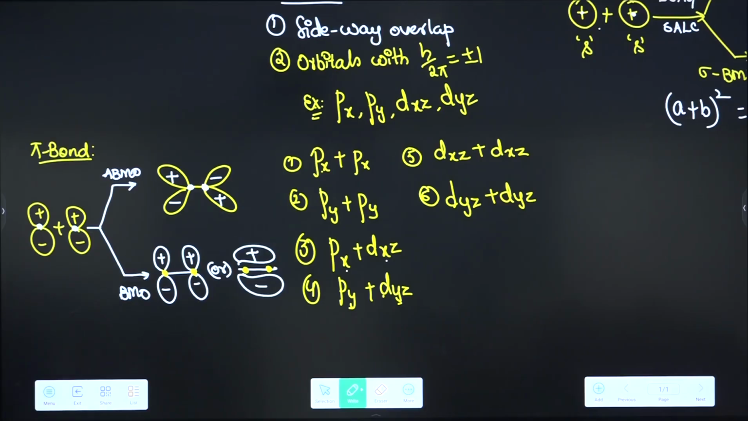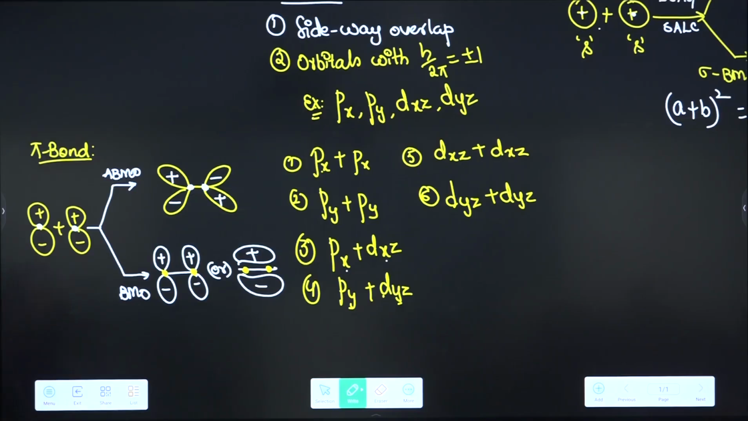Let me ask you a small question. In sigma BMO, do you have inversion? Look at this sigma BMO. Do you have inversion? Yes. From the center, if you draw a line meeting plus in one direction, opposite also plus. Sigma ABMO? No, one side if it is plus, the other side will be minus. So inversion: sigma BMO, present; ABMO, absent.